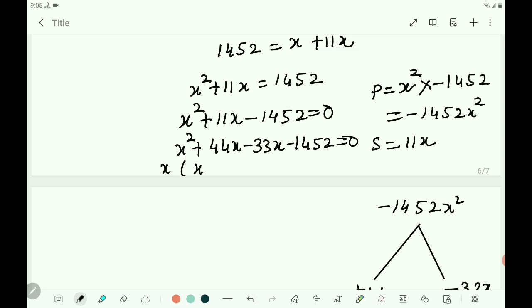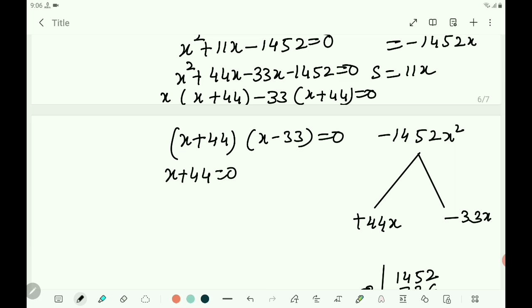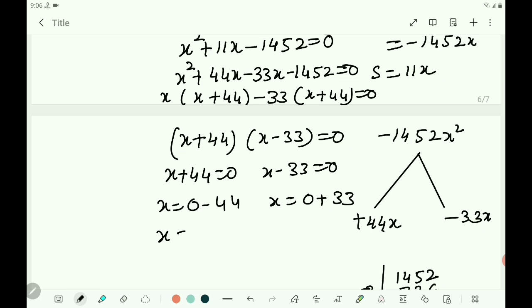X into x plus 44 minus, here 33 is common. It is x plus 44 equals 0. The first bracket is common: x plus 44 into x minus 33 equals 0. X plus 44 equals 0, x minus 33 equals 0. X equals 0 minus 44, x equals 0 plus 33. X equals minus 44, x equals 33.